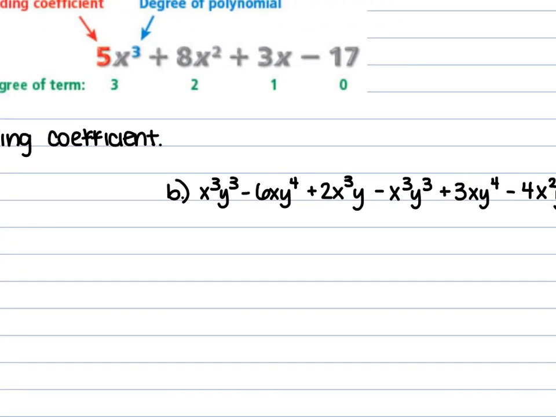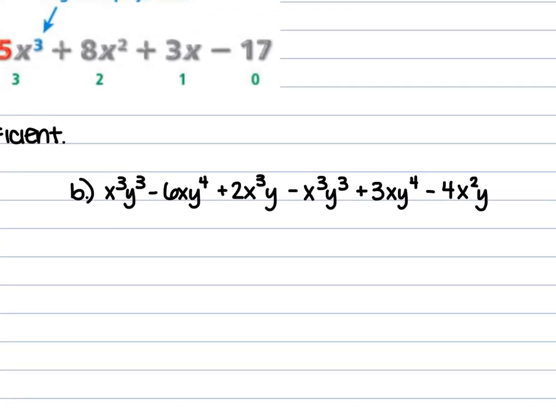If we look at B, we have x cubed y cubed minus 6xy to the fourth power plus 2x cubed y minus x cubed y cubed plus 3xy to the fourth power minus 4x squared y. So we want to look for the degree that's the highest. We have one that's at 6, that x cubed y cubed, so we're going to look at combining that with the other x cubed y cubed, and they actually cancel out. So we're not going to write that down at all.